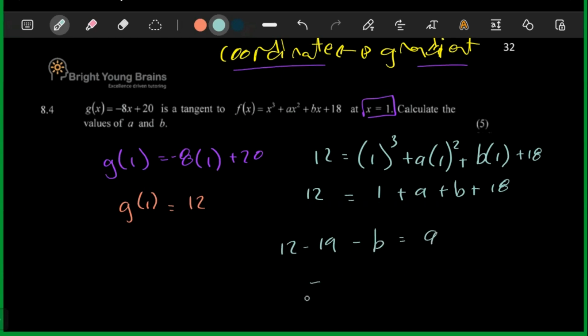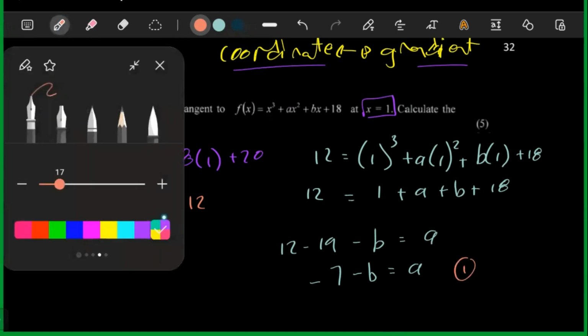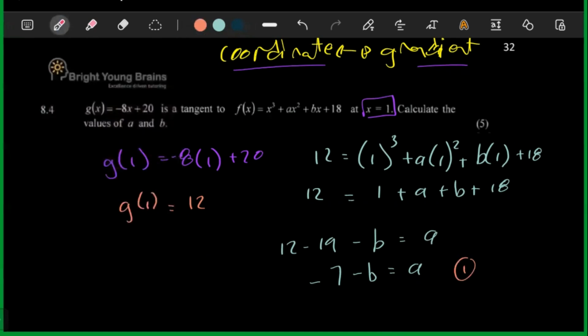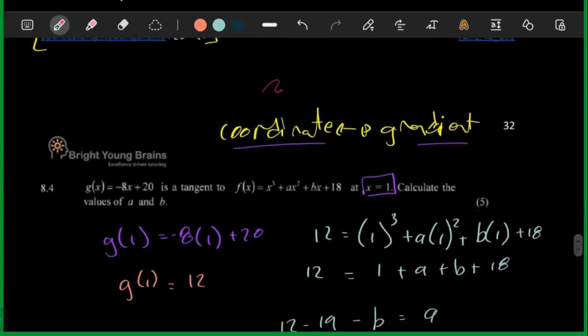You're going to have negative 7 minus b equal to a. Okay, that is quite interesting. Negative 7 minus b is equal to a. So now we can label this equation 1. What this does is, you have to now think to yourself, okay, fine, the coordinate has helped us. Now we need gradient. The tangent and the curve share a coordinate. They also share a gradient at the point of contact.